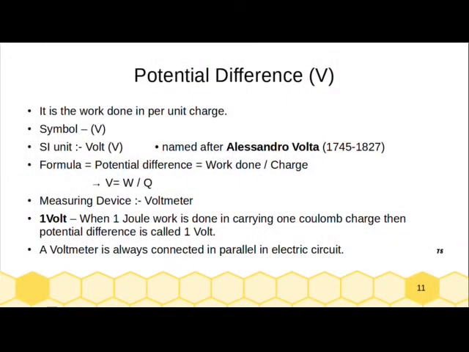Potential difference is the work done per unit charge. It is symbolized by capital V and its unit is volt. It is named after Alessandro Volta. The formula of potential difference is work done upon charge. The measuring device of potential difference is the voltmeter. One volt is when 1 joule of work is done in carrying 1 coulomb of charge. A voltmeter is always connected in parallel in an electric circuit.